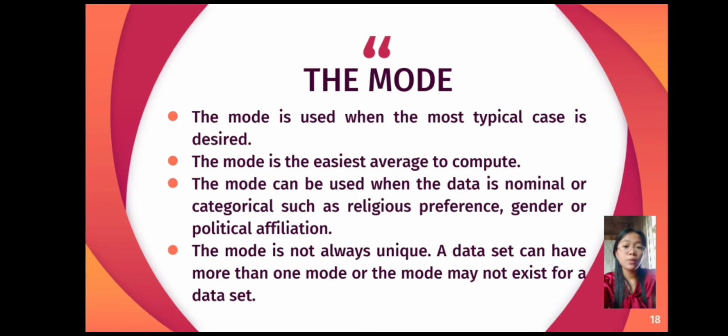Properties of mode and its uses. The mode is used when the most typical case is desired. The mode is the easiest average to compute. The mode can be used when the data are nominal or categorical, such as religious preference, gender, or political affiliation. And lastly, the mode is not always unique. A dataset can have more than one mode, or the mode may not exist for a dataset.